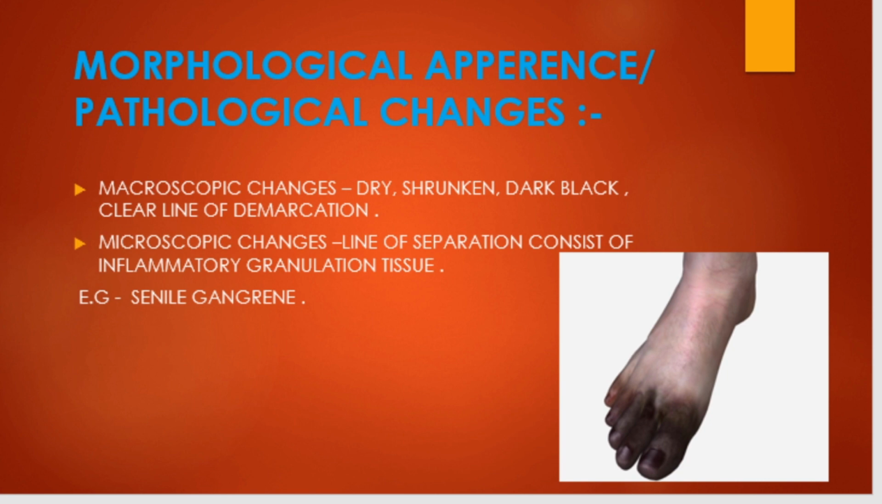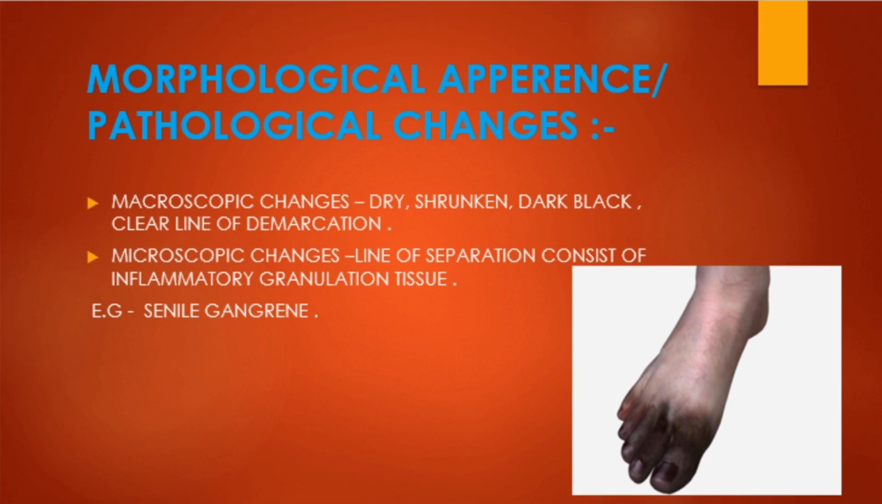And these are all the macroscopic changes which we can see easily with our naked eyes. Also, we can clearly see the line of demarcation between healthy and gangrenous tissue, separating them from each other. Now, microscopically, there is necrosis with smudging of tissues. What is smudging? Girls know it very well, as we always smudge the kajal or eyeshadow to create a smoky eye look. So there is a similar appearance here as well. And the line of separation consists of inflammatory granulation tissue, for example senile gangrene.